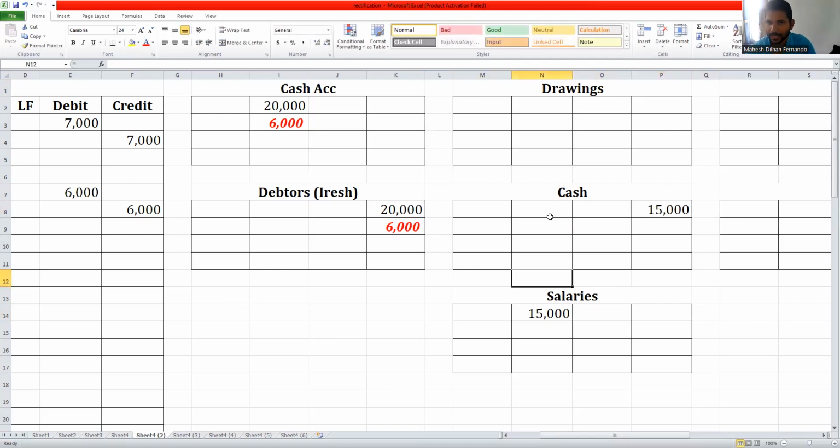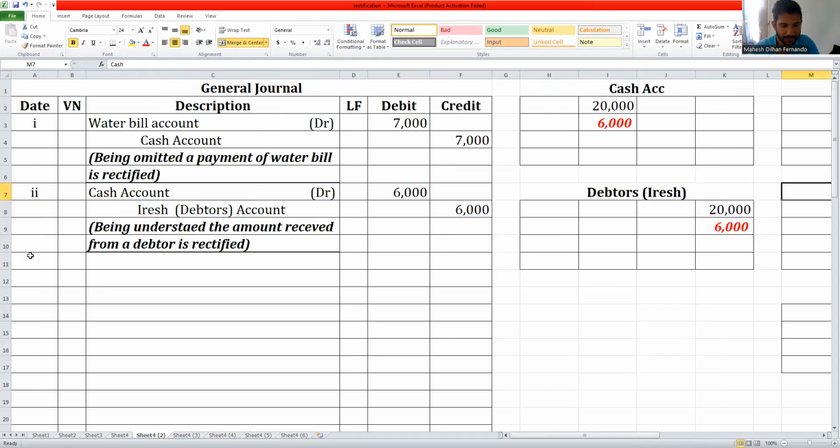Now, do you see? Cash account is already correct. It is correct. But what is the mistake we have done? It is not a salary. What we should do here, look at this. Drawings, make a credit 15,000. Now, this error is set off. But we need a debit entry for this 15,000, that is in the drawings. So what is the rectification entry? Number 3 is rectified like this.